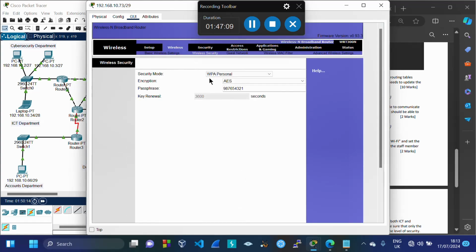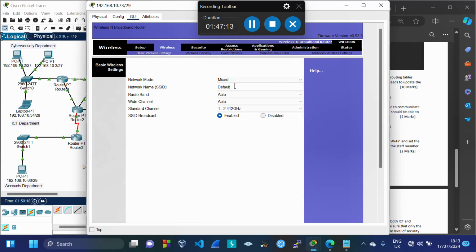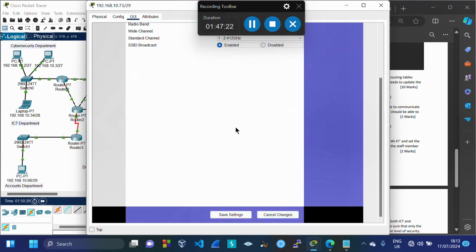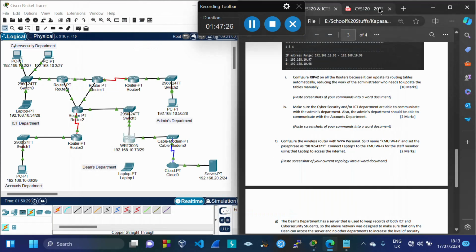After saving these settings, we'll go back to the basic settings and put the SSID name as KMU Wi-Fi, then we save this. So once we do that, we follow this question. Now it's saying connect laptop 1 to the KMU Wi-Fi for the staff member using the laptop to access the internet.